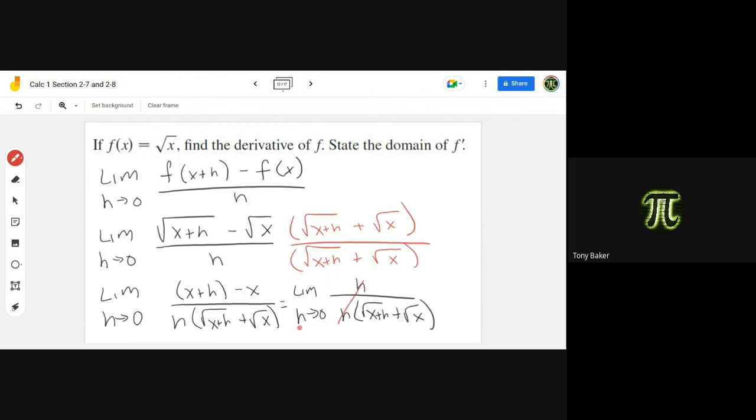And now my h's cancel out. So this ends up being just 1 over 2 square root of x. Because if I plug in a 0 for h, I get square root of x plus the square root of x, which is 2 square root of x.